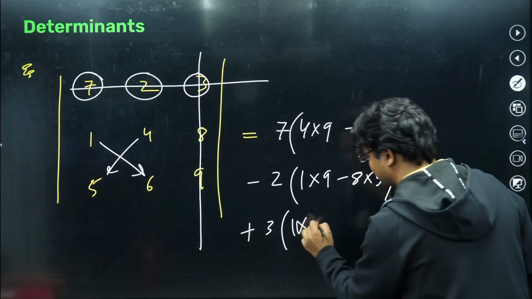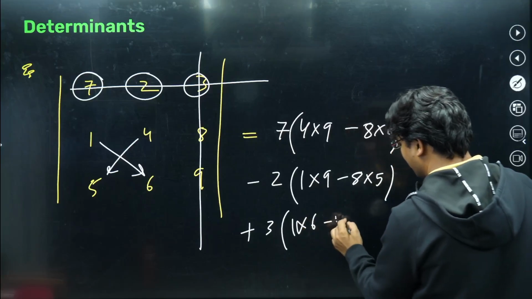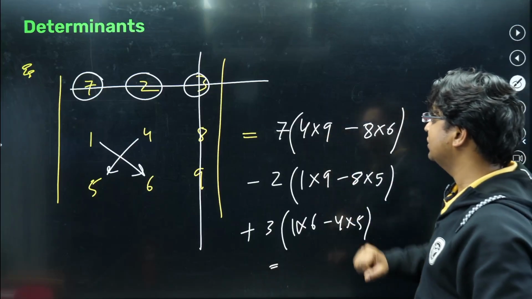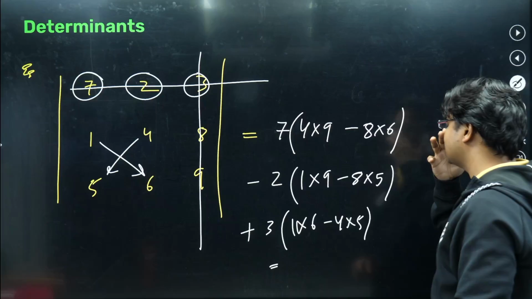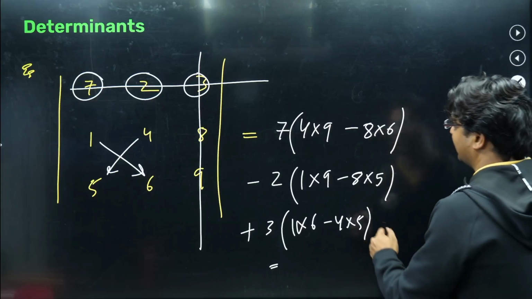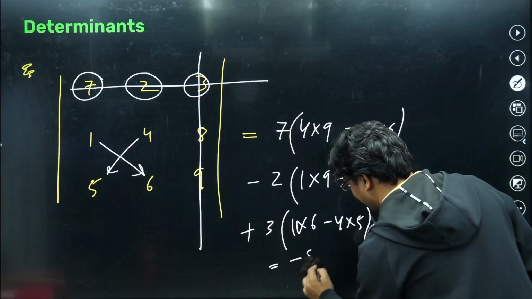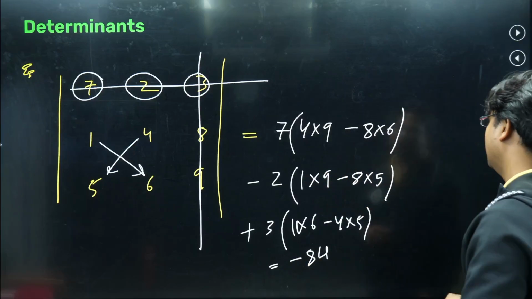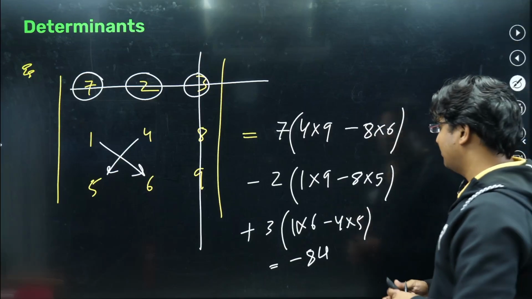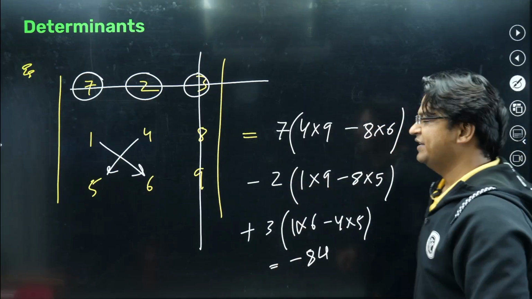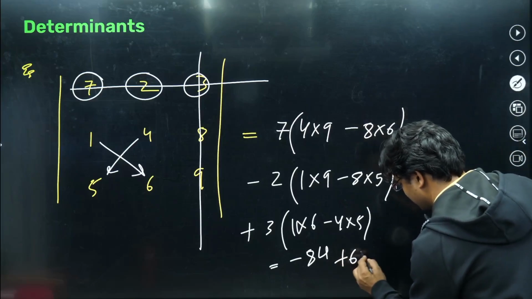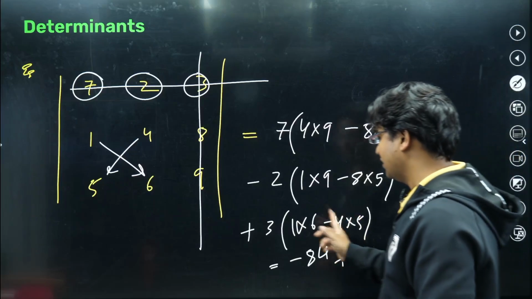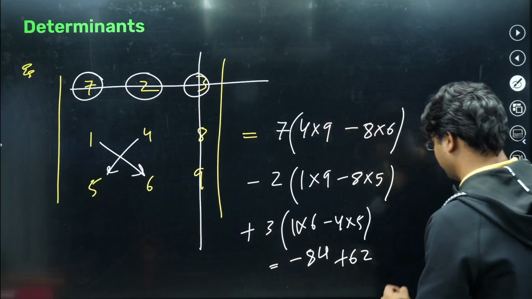So 1 into 6 minus 4 into 5. And now evaluate. So this is 36 minus 48. So minus 12. 7 into minus 12 is minus 84. Okay, 9 into minus 40. 9 minus 40 is minus 31. Minus 31 into minus 2 is plus 62. Then 6 minus 20 is minus 14. Minus 14 into 3 is minus 42.